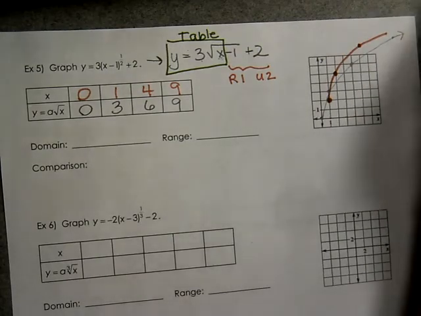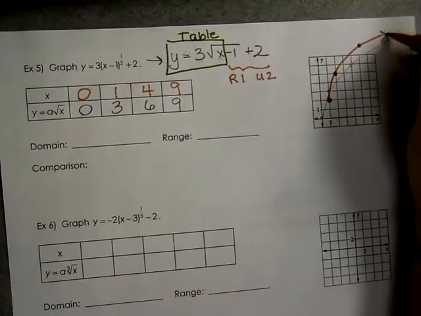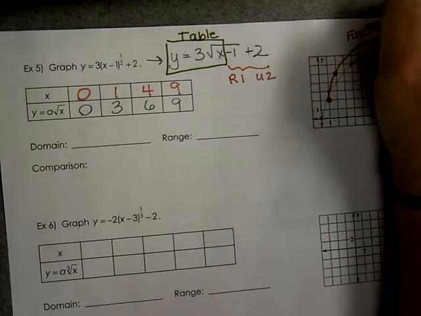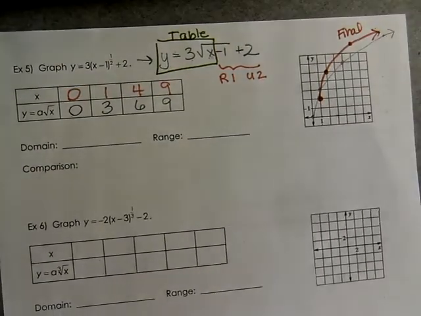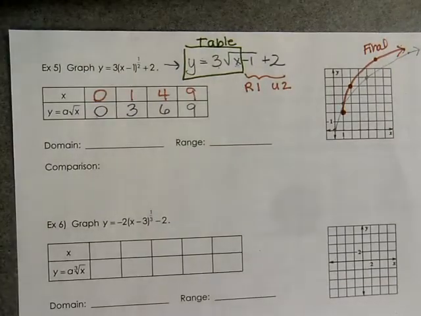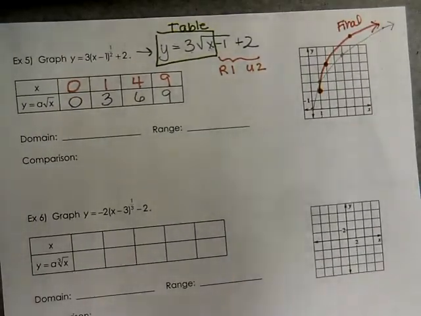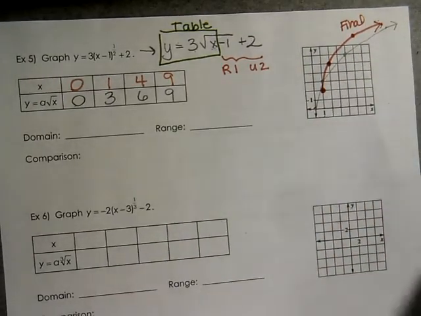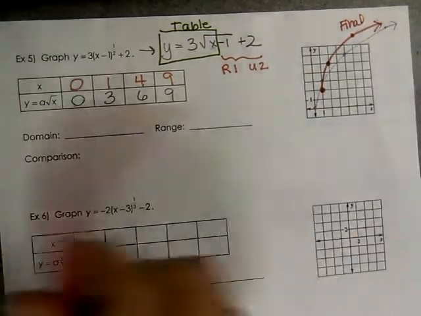And I need to make sure that this one is either darker or something, that this one is our final graph. So it should be color coded. It should be very evident which one your final graph is. I like seeing both the parent and the other graph. I cannot make you do that, but you have to have the final graph on there.